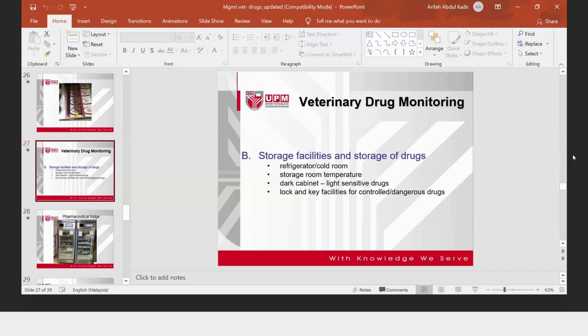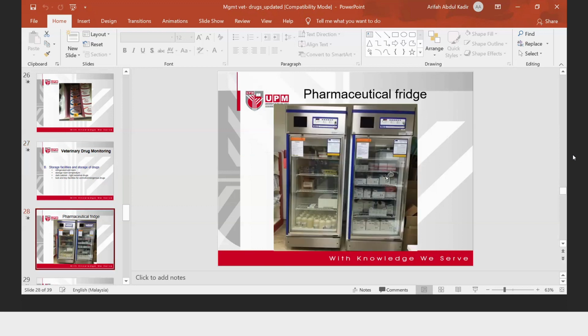And then the lock and key facilities for controlled and dangerous drugs. These drugs are placed in the safe box. I will show you later on. So let me show you, this is the pharmaceutical fridge. We have 2 units in the pharmacy. It will show the temperature all the time.